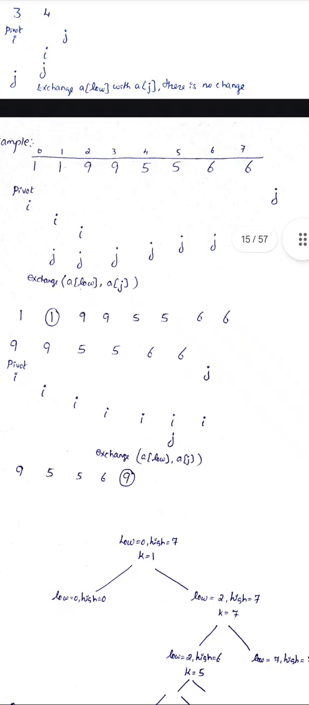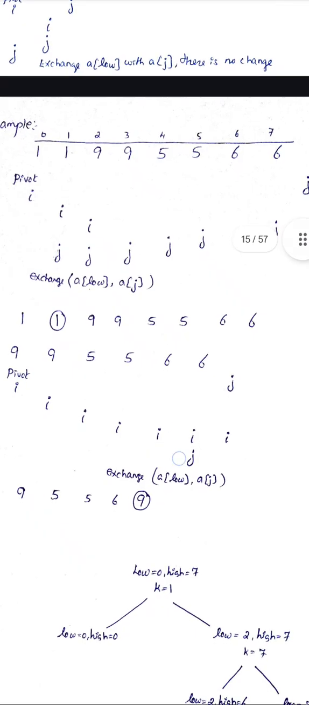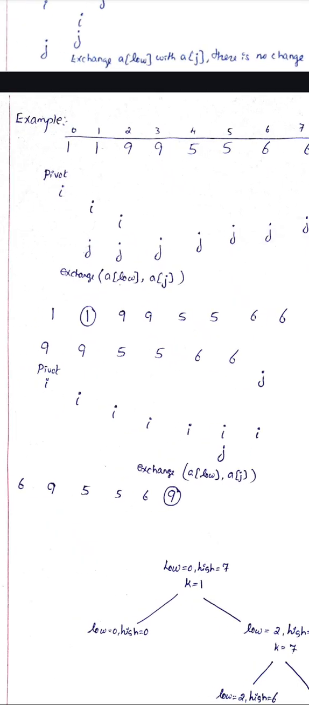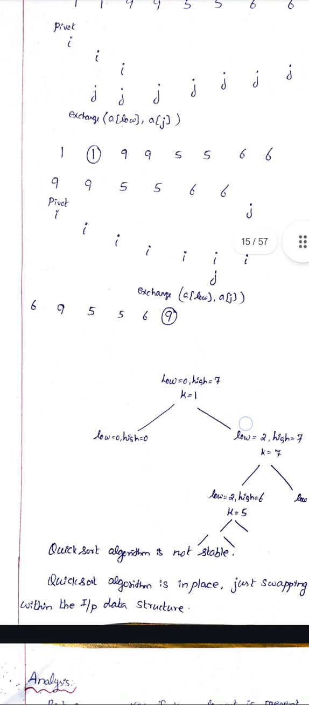Check whether the pivot element is less than 6. Yes, true. j minus minus. Pivot element less than 5. Correct. j minus minus. Less than 9. j minus minus. Less than 9. j minus minus. Less than j? No, it is not. So i and j swap, this A of low to A of j. Swap it.